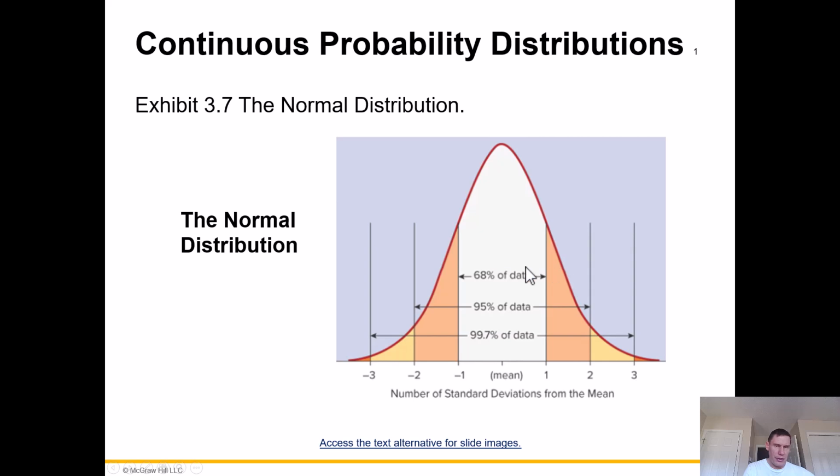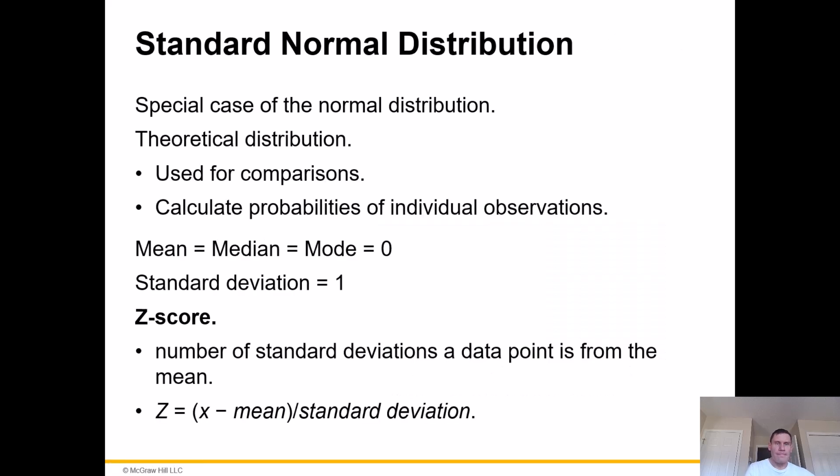What you're seeing here is what we call the empirical rule, the 68, 95, 99.7 rule. Basically, 68% of the data observations will fall, as you can see, plus or minus one standard deviation from the mean. 95% of observations will fall plus or minus two standard deviations from the mean, and then plus or minus three standard deviations will fall just shy of 99.7% of data.